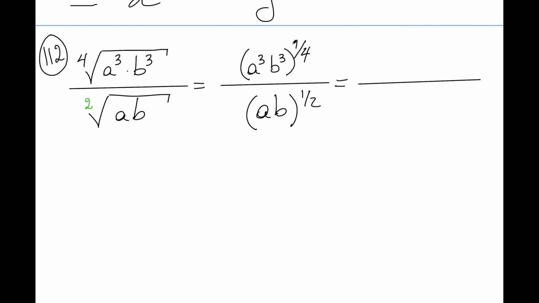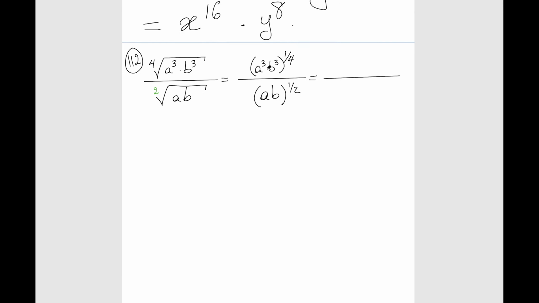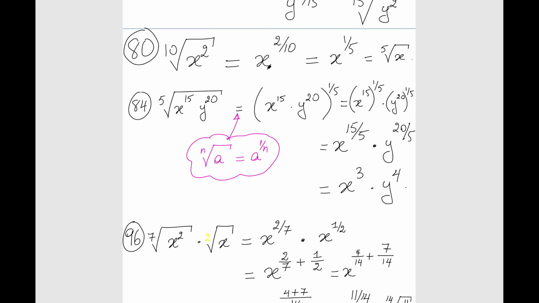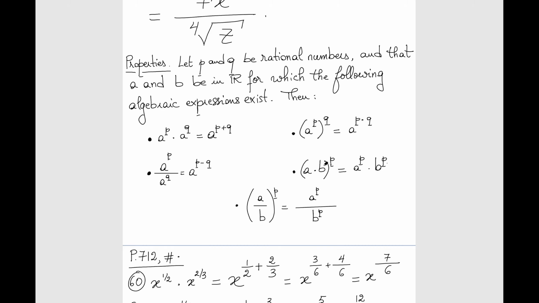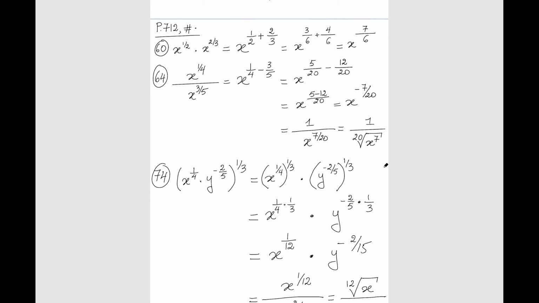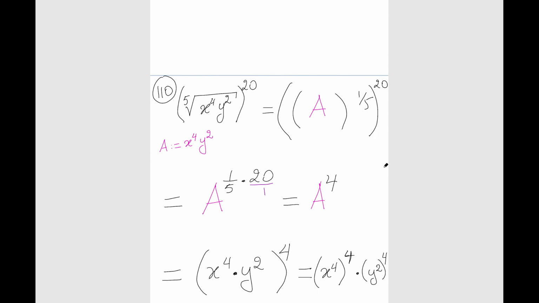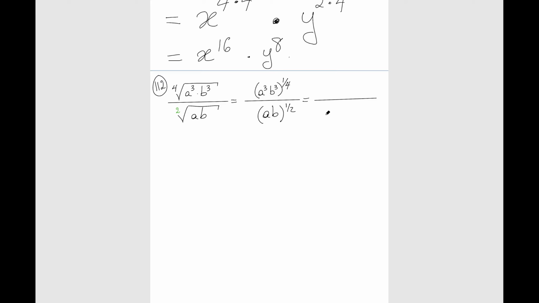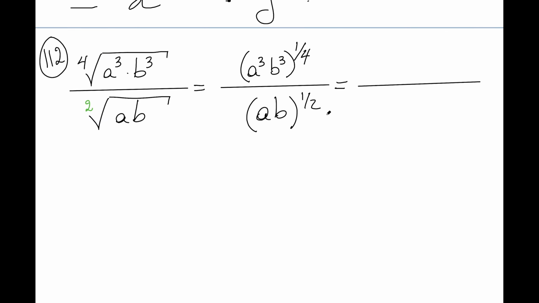here upstairs I have a power of a product. For a power of a product, it's this property: the pth power of a product is the product of the pth powers. So that's going to be the pth power, which is 1/4, of a cubed times the pth power, which is again 1/4, of b cubed.